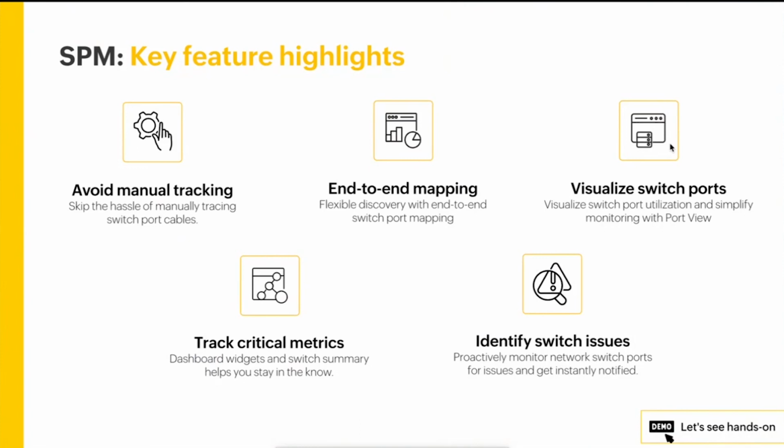And it doesn't just stop there because OpUtils is tightly integrated with the IP address manager module. So with the Switchboard Mapper module, you can also see the networking attributes of the end devices that are connected to the ports. This includes details like MAC addresses, the DNS details, and the DHCP details.